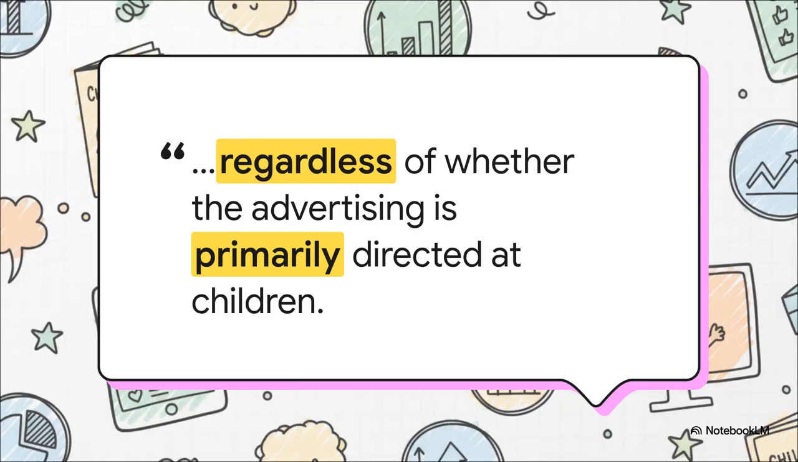Now, here is an absolutely crucial nuance you cannot miss. You must calculate these impressions even if the advertising is not primarily directed at children. Let's say you buy an ad during a primetime sports broadcast that's clearly meant for adults, right? But the data shows 10% of that audience is historically under 12. Guess what? You must count those impressions. You're measuring the actual footprint here, not just the intent.